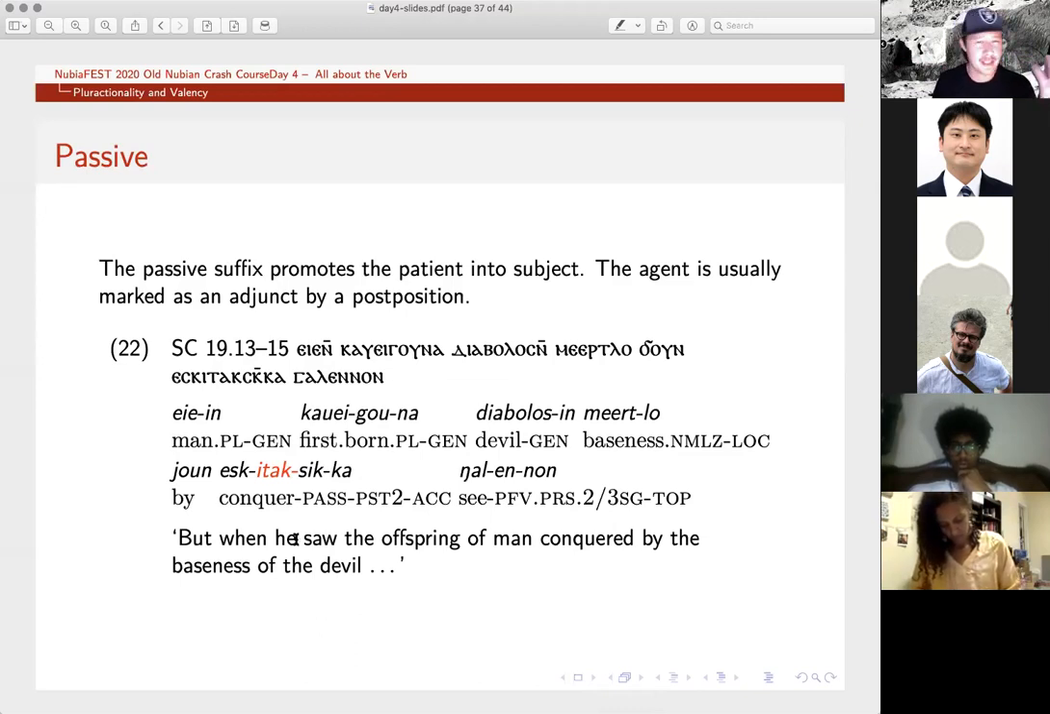Then the passive works like a passive in English, if English actually had a proper passive morpheme. But when he saw the offspring of man conquered by the baseness of the devil, so we have a verb to conquer, and then the passive is to be conquered. And then as is usual, the agent of the action, so in this case, the baseness of the devil, diabolos in mirtlo, is marked with, in this case, a postposition, right? So jun, by.